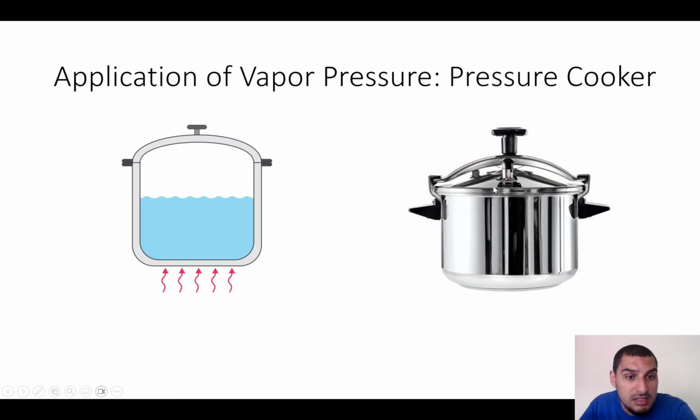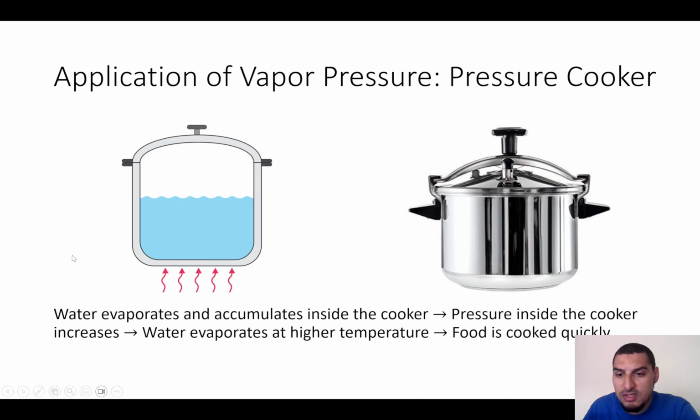We also have here this small thing which is a valve, and the function of this valve is like a safety valve. It ensures that the pressure will not exceed the design pressure. Because if it keeps building up pressure more and more, at some point it is going to explode. So you need to make sure that this valve is releasing the extra pressure, so the pressure inside is within the design limit. So for the pressure cooker, as we said, water evaporates and accumulates, so pressure increases. Water boils at a higher temperature, so food is cooked quickly. So this is one example of this.